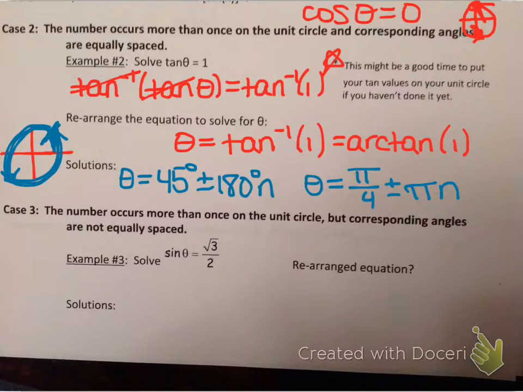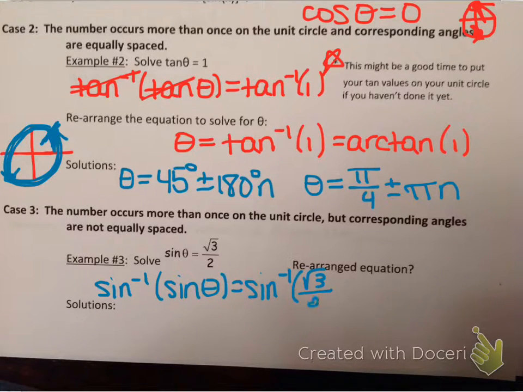and remember that we're going to take the inverse sine of both sides to get rid of sine on the left. And so that gets rid of sine over there. And so our rearranged equation says that theta is equal to inverse sine of square root of 3 over 2, which is also the same thing as arcsine of square root of 3 over 2. And then we've got to figure out where are the angle or angles that have that sine value.